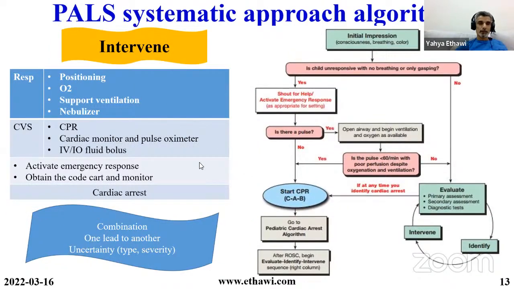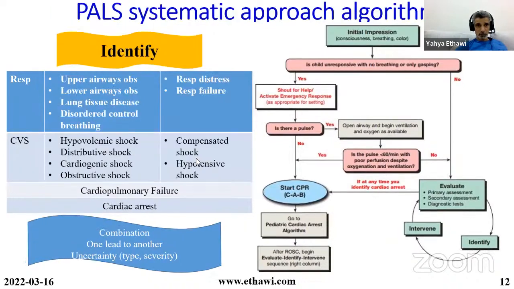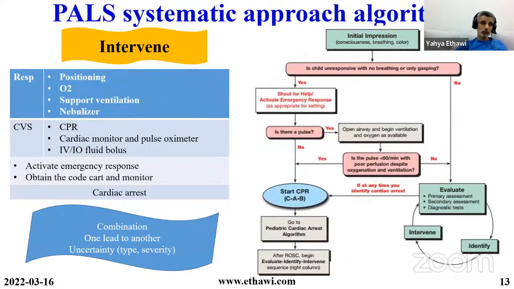Okay. So when we say intervene, remember we said evaluate, identify, and then intervene. So when we say intervene, in respiratory, we position, we give blended oxygen or ventilatory support. We might give nebulizer or inhaler, depending on the situation. In cardiovascular, you do CPR, you give cardiac monitor and pulse oximetry, and you need fluid. So these are interventions.